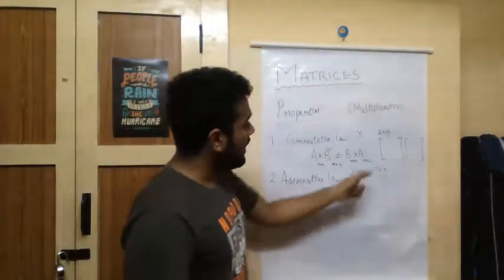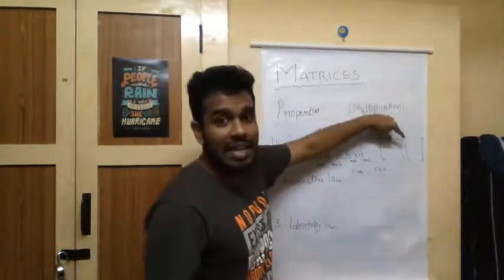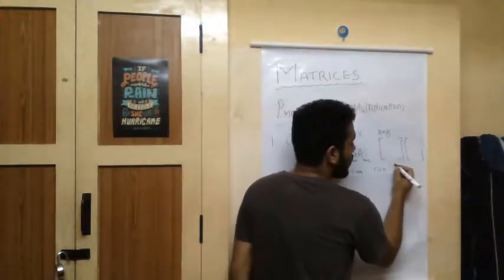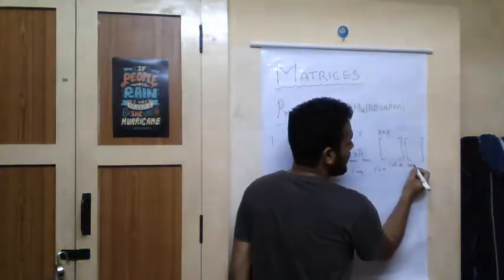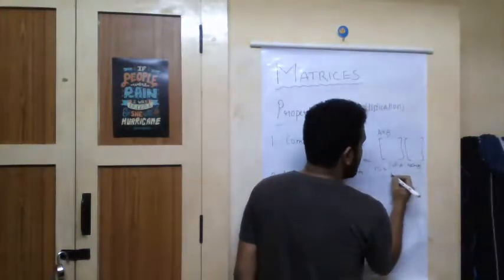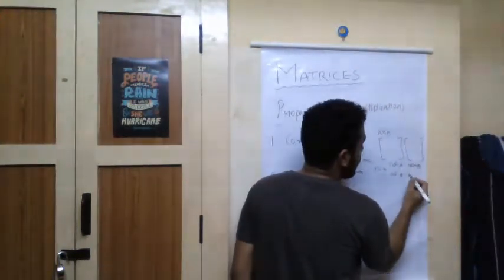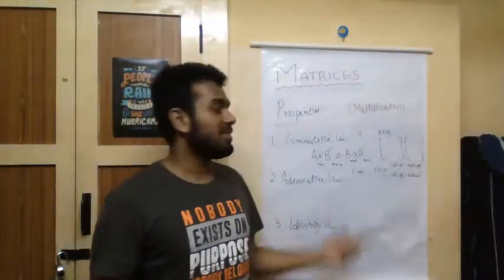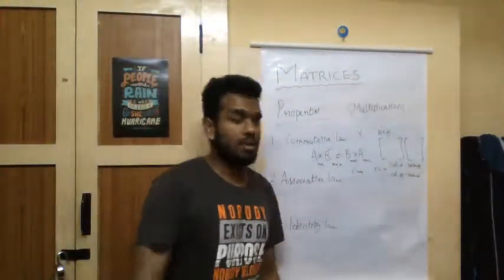But when we're doing B into A, we're taking the row of B and multiplying with the column of A. So here, we're doing the column of A into row of B, but in the reverse, in B cross A, we're doing the column of B into row of A. So there you go. There's inconsistency there, and that's the major reason why commutative law doesn't satisfy.